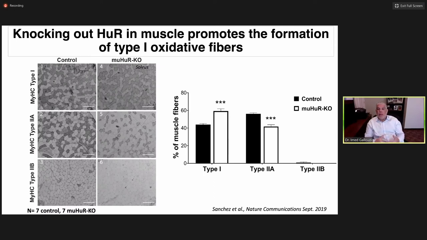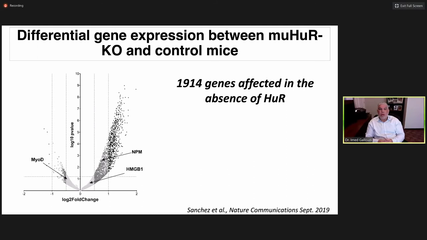So obviously, the next question for us was to determine the mechanism: how does HUR favor fiber type switch? Like the classic approach, we did RNA-seq analysis on the muscles from wild type and HUR knockout. This analysis was done on the soleus, since we saw the phenotype first on the soleus, as I showed you. And we found that almost 2,000 genes are affected, up or down, when you remove HUR.